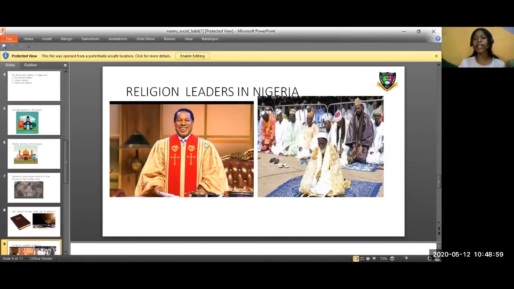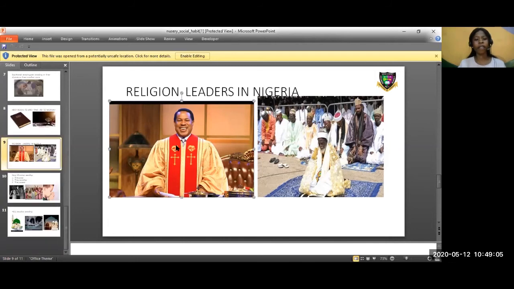Religious leaders in Nigeria. The first picture here is a picture of a pastor. Picture of a who? Pastor. Picture of a pastor preaching in the church.